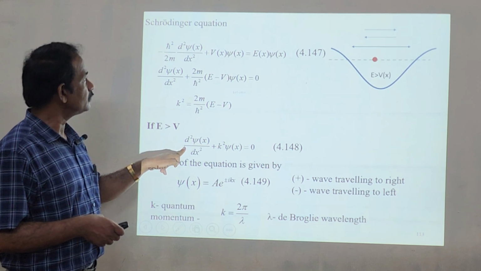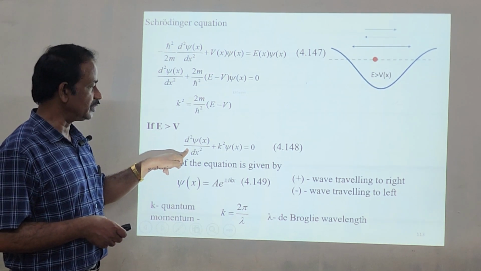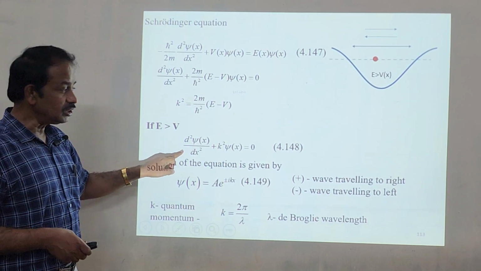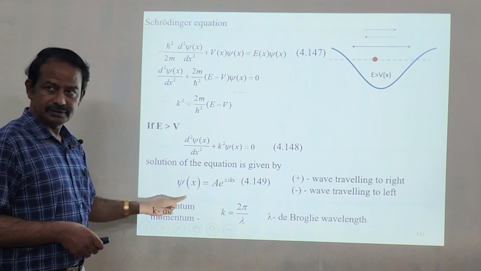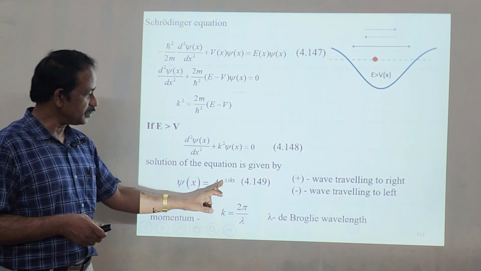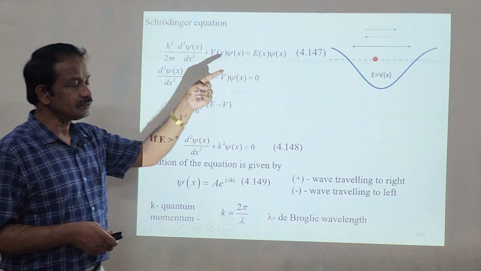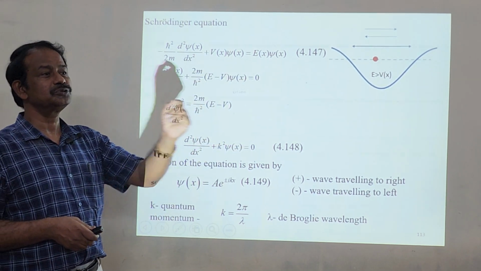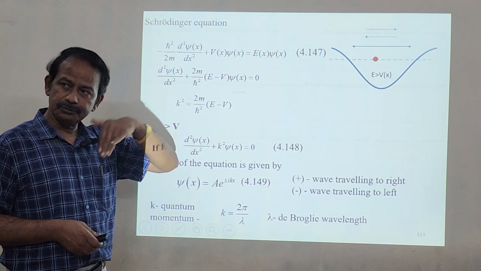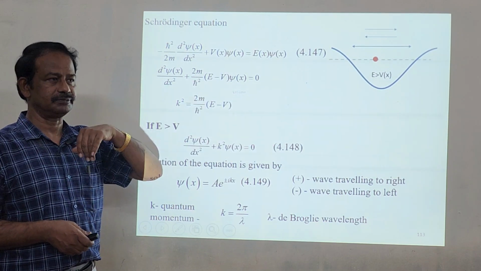So you have this equation, and this can be replaced by this one. The solution of this equation is given by this expression. We know this already, it is very simple. And of course plus or minus 1 is written because, as I said, the particle moves back and forth. So one wave goes from left to right, then another goes from right to left.